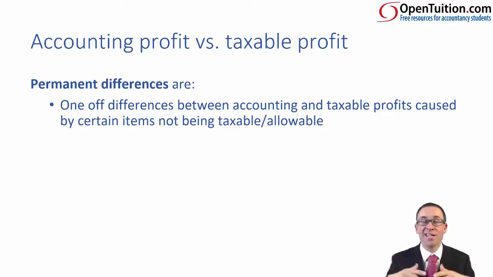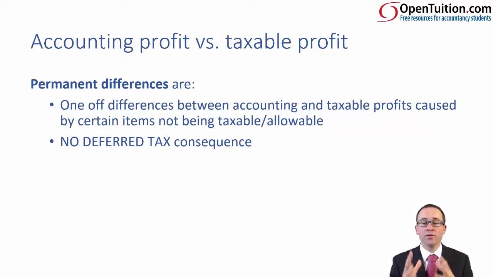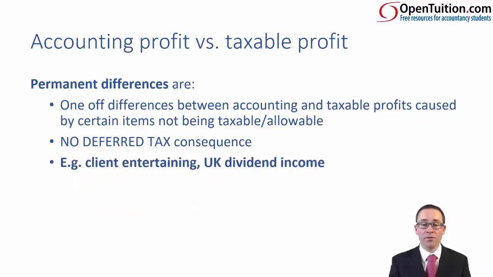Okay, so there is a difference. It is permanent because it will never ever be taxable or never ever be tax allowable. If that's the case, there is no deferred tax consequence because there is no future tax to account for. The prime examples that you've got are client entertaining, because client entertaining is an expense, but you don't get a deduction, do we, within your taxable profits? Otherwise, everybody would be taking their clients out all year and paying no tax, and that wouldn't really work, would it?